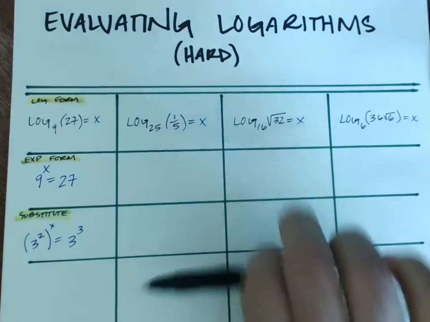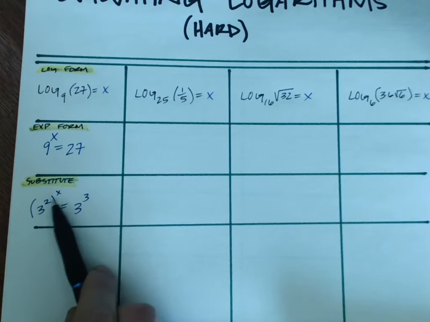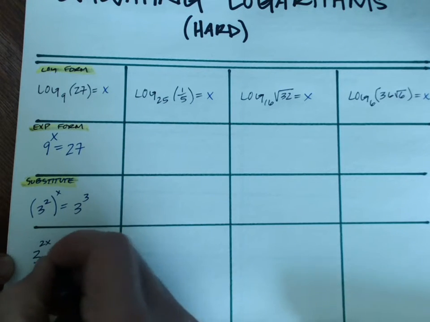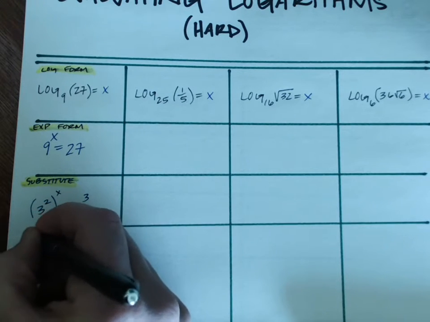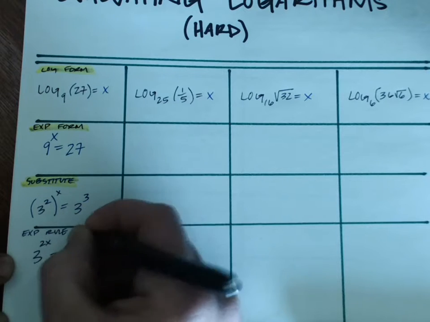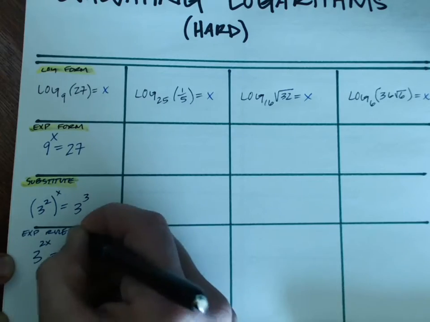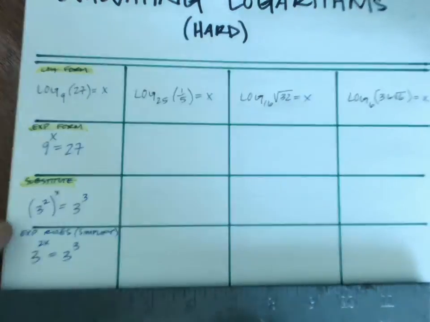All right, now next what we're going to do is do a simplifying here. So that we're going to simplify this exponents. When we have a situation like this, the 2 and the x, in this case, the exponent rule is to multiply those, making the next step 3 to the 2x equals 3 to the third. So this is exponent rules, or just a simplify.